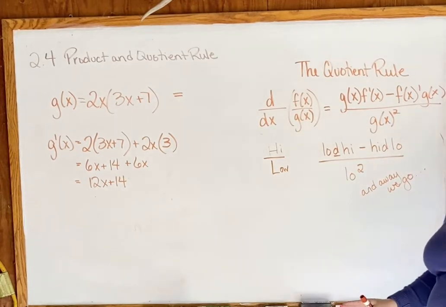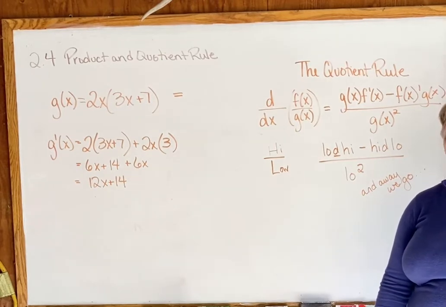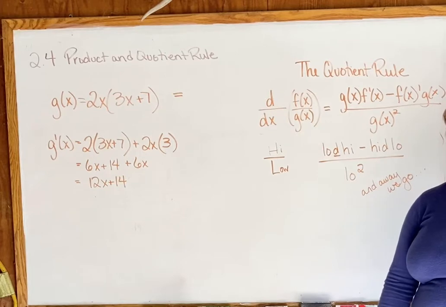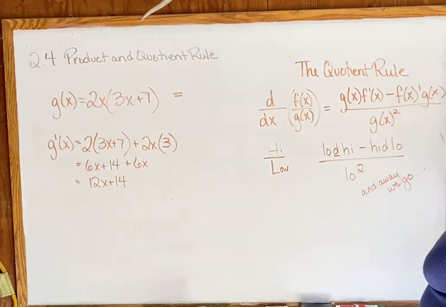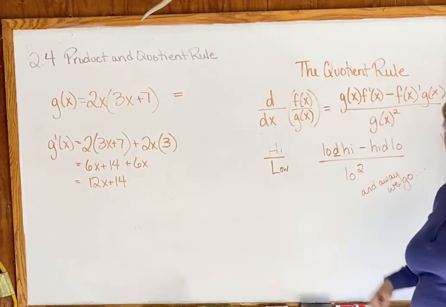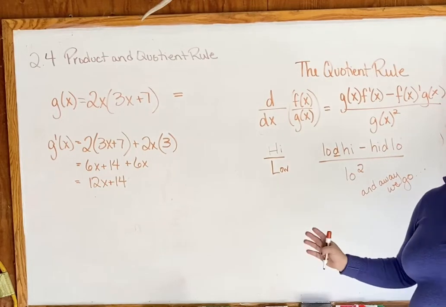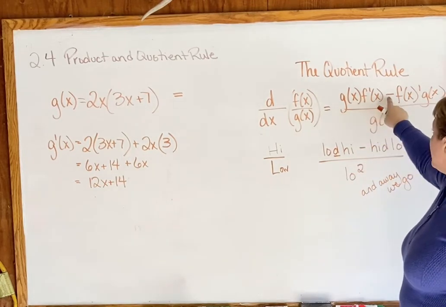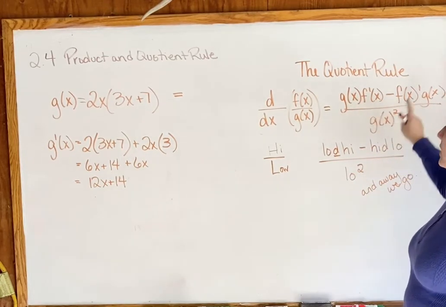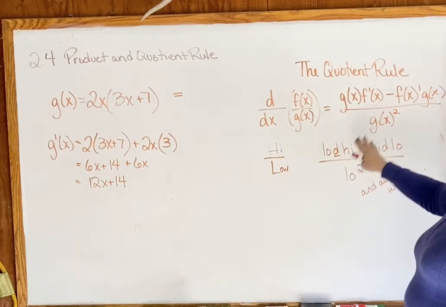And I'll tell you, after almost 30 years, 28 years that I've been doing calculus, when I see a quotient and I have to use the quotient rule, the first thing that pops into my head is low d high minus high d low. Low d high minus high d low. Because I have to remember, because of the subtraction, which one comes first and which one comes second. If you do them out of order, you get it wrong. So low d high minus high d low.